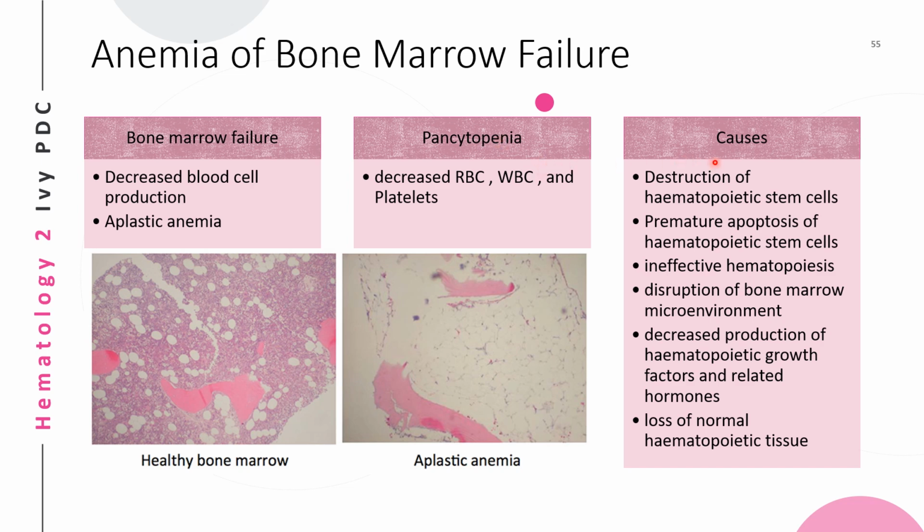The different causes of why the bone marrow might fail are the following. First, there might be a destruction of hematopoietic stem cells, so there might be something causing the destruction of the stem cells, or a premature apoptosis of hematopoietic stem cells. There may also be an ineffective hematopoiesis, or maybe the bone marrow microenvironment is disrupted. There may also be a decreased production of hematopoietic growth factors and other related hormones, or there is a loss of normal hematopoietic tissue.